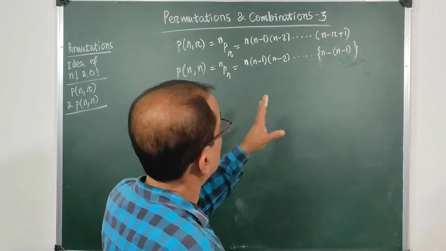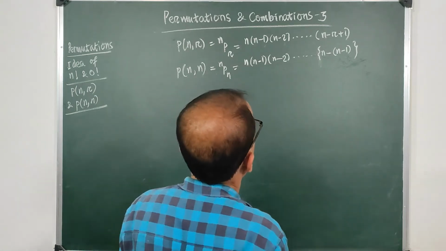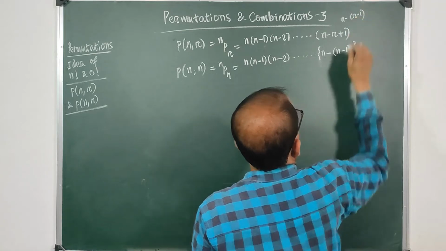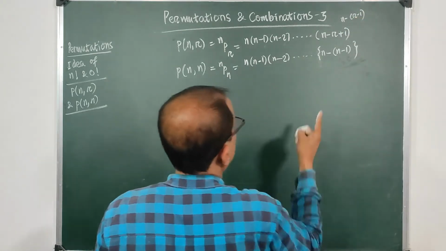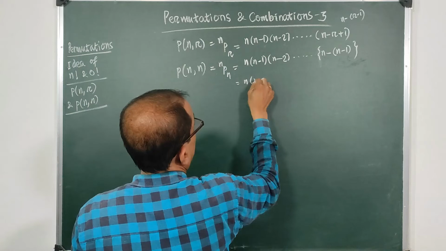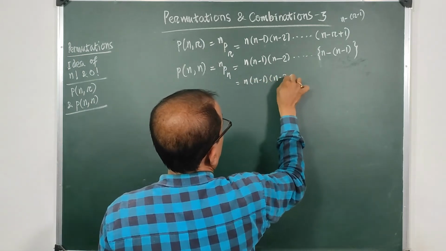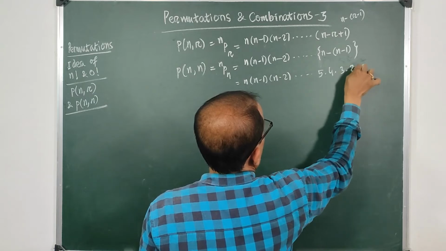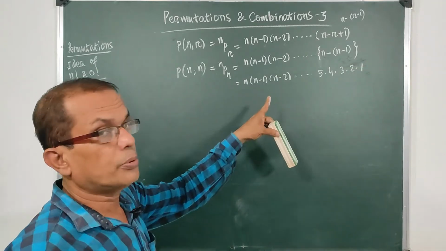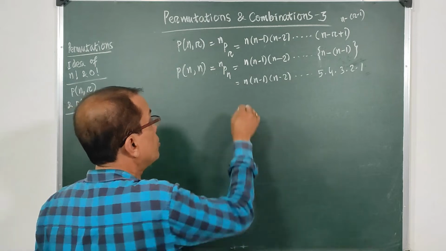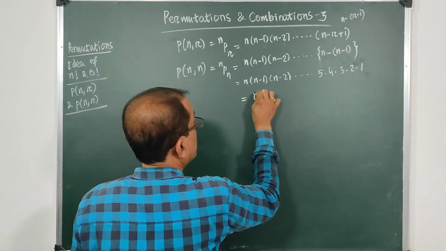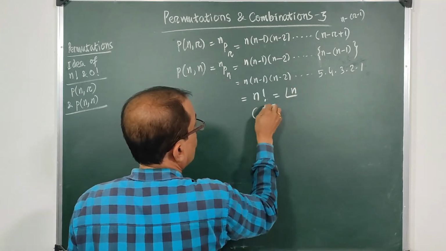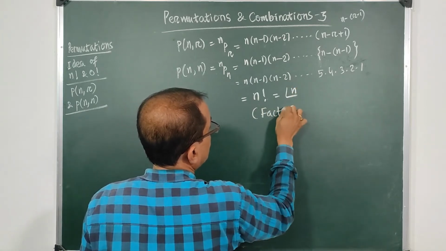See, the last one should be n minus 1. Here it was also n minus r minus 1. So this will be n minus 1, which is 1. So this will be n into n minus 1 into n minus 2 up to 5, 4, 3, 2, 1. So this is the product of n consecutive numbers. This is in another term known as factorial n, written in two different ways, called factorial n.